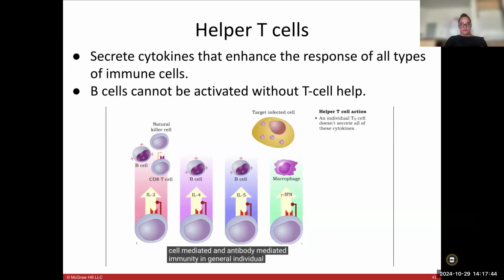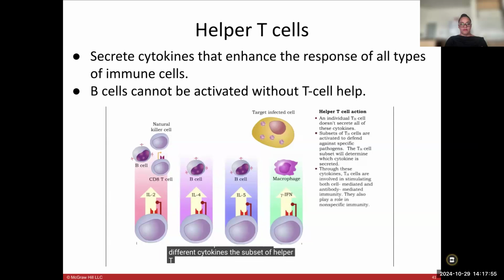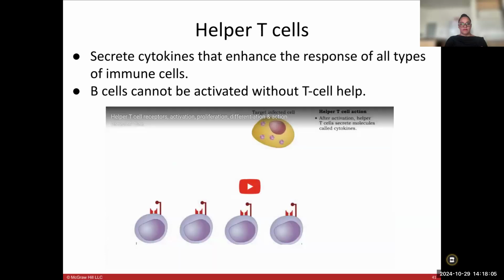In general, individual helper T cells do not secrete all cytokines. Subsets of helper T cells secrete different cytokines. The subset of helper T cell that is activated is determined by which defense is needed against a specific pathogen, and will also determine which cytokine is secreted.